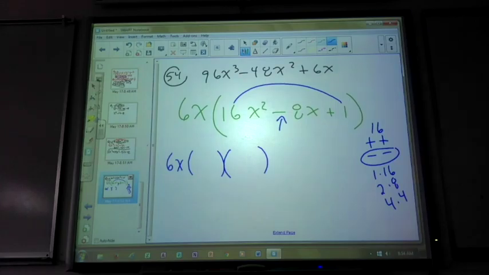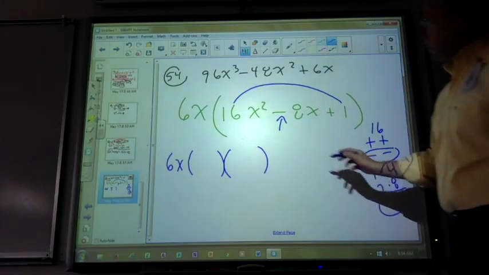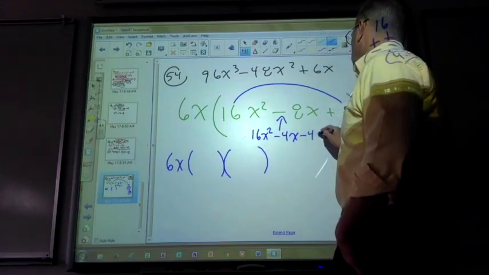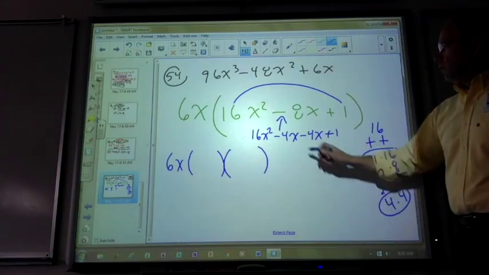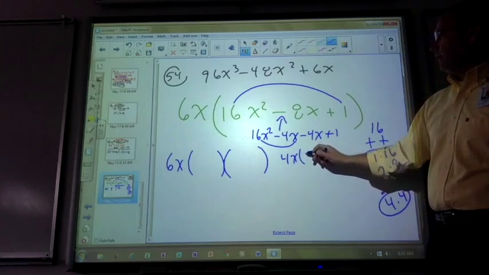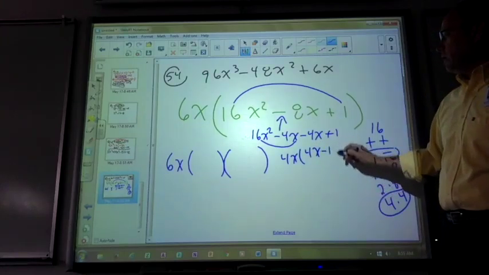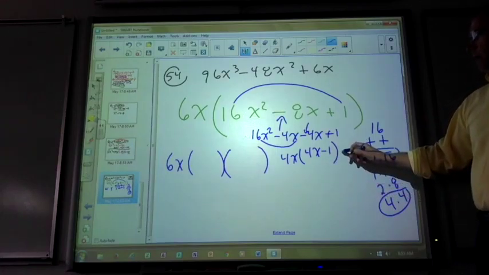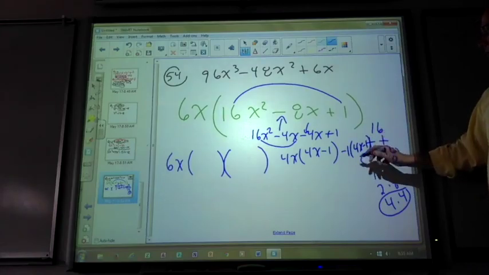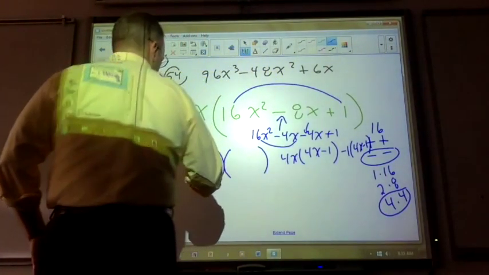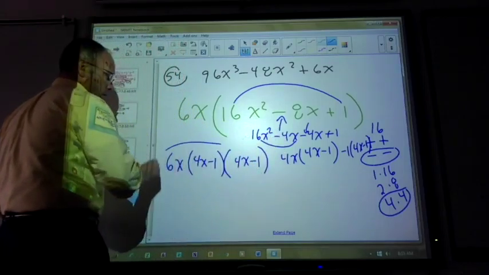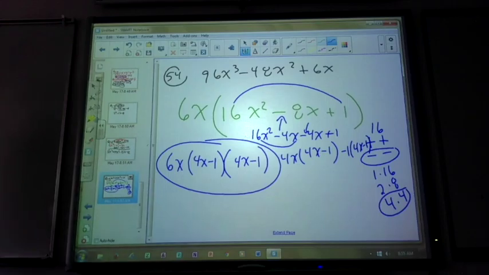Okay. So both negative. So I have 16x squared minus 4x minus 4x plus 1. What do I have in common here? 4x. If I factor 4x out, I'm left with 4x minus 1. That's negative, so I know I'm factoring what out? Negative 1. That leaves me 4x minus 1. So my answer is 6x, 4x minus 1, and 4x minus 1. Done.